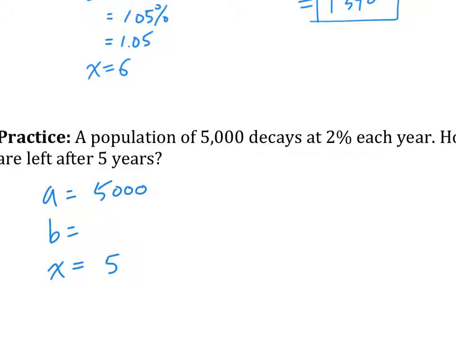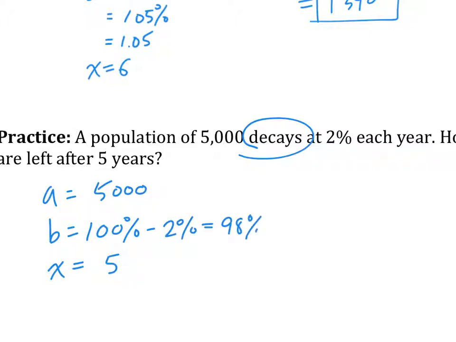How many people had 102%? How many people had 98%? 98% is correct. Why is this 98% and not 102%? Decays, it's losing people. So we have to start from 100% and then minus 2%, which is 98%. All right, go ahead and figure out the answer. Let me know when you're done.